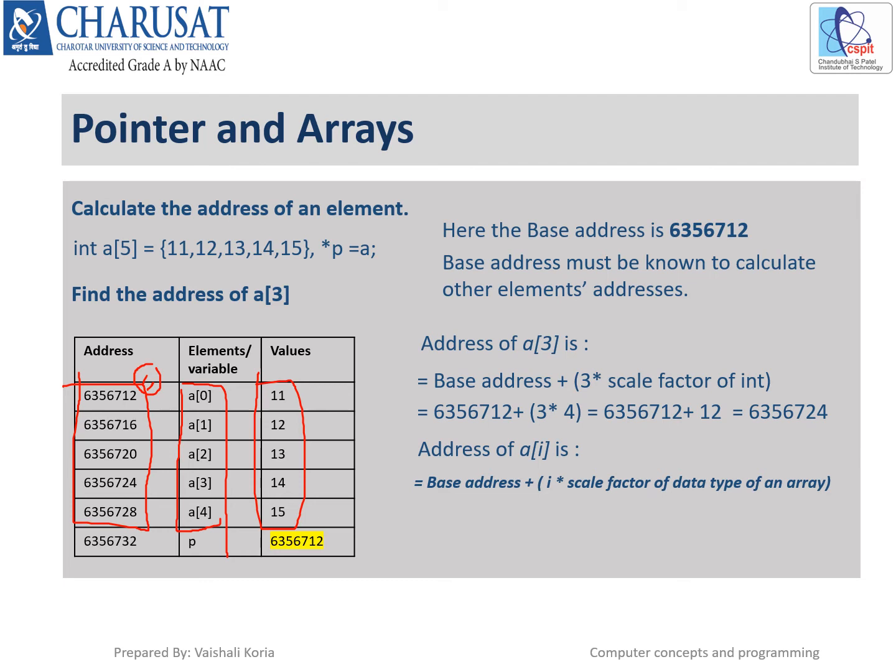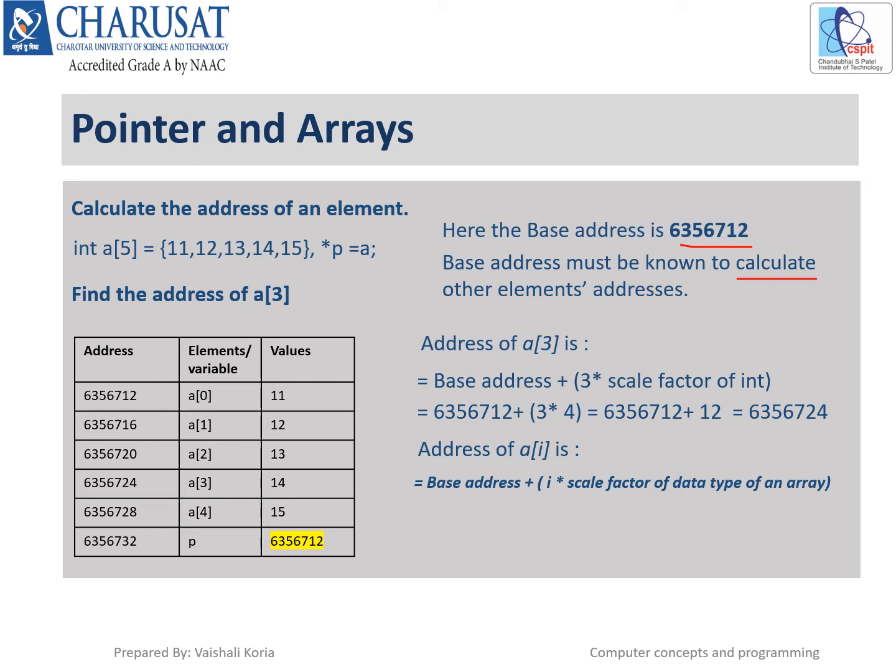So p is itself a variable, so memory will be allocated for that also, right? The address of p is 6356732 and the value of p is the address of a of 0, that is 6356712. Now here the base address is 6356712, the address of a of 0, and it should be known to calculate the other elements' addresses.